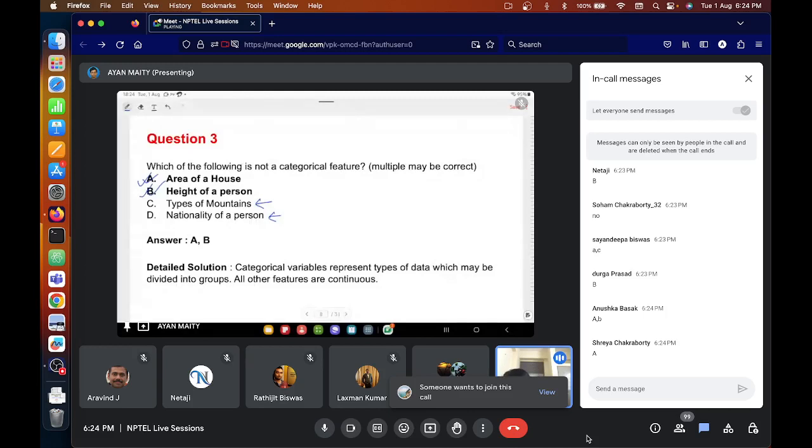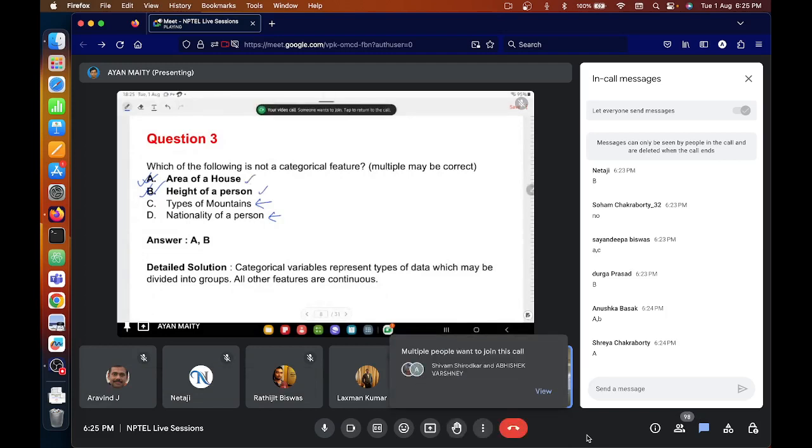But in case of options A and B, area of a house and height of a person: area of a house is a continuous feature, so it's a continuous variable. Obviously, you cannot group it into a specific number of types. Height of a person is also a continuous feature. There are no specific categories in that feature. So option B is also not a categorical feature. So A and B are the two correct options, and C and D are categorical features.